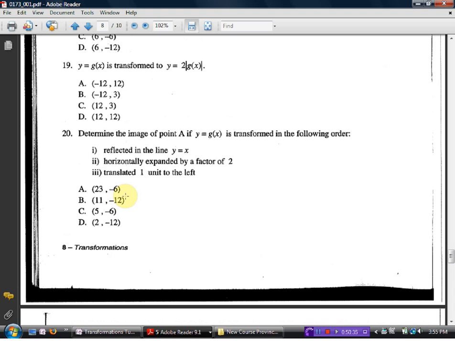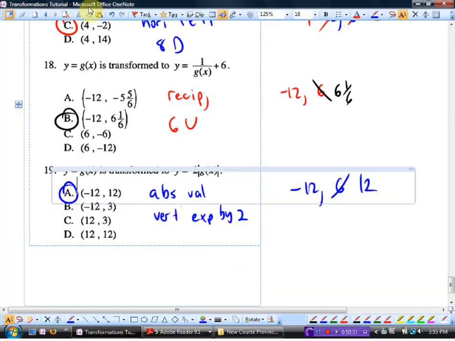Determine the image of point A. Okay, so now they're going to give me a different order, perhaps. Every once in a while, they'll walk you through the wrong order just to see if you can follow the instructions, make the substitutions, and come up with the equation that they want.